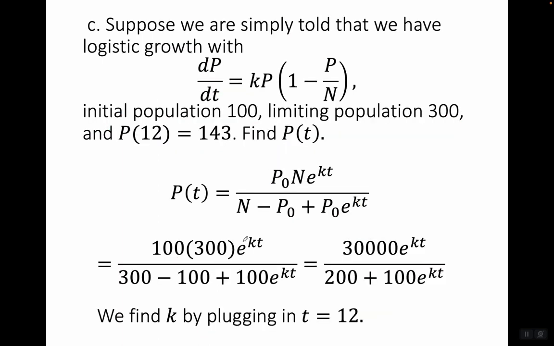So that's our solution. Suppose we're simply told that we have logistic growth with, again, this differential equation, an initial population of 100, a limiting population of 300, and P of 12 equals 143. In other words, we're not told what k is, and we're asked to find P of t.